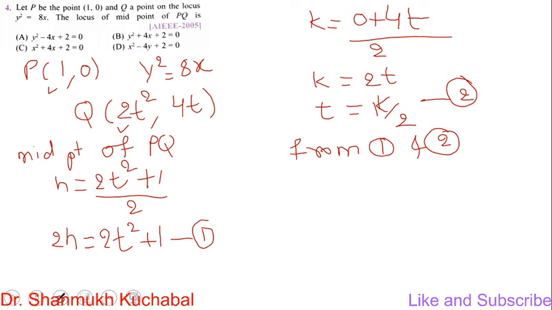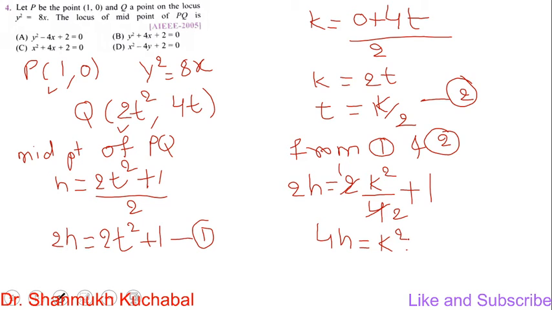From equations 1 and 2, we get 2h equal to 2 times t square, so k square divided by 4 plus 1. Two ones are 2, two twos are 4. Further simplifying, take the LCM, or else throughout this equation we have to multiply by 4. So we get 4h equal to k square plus 2.